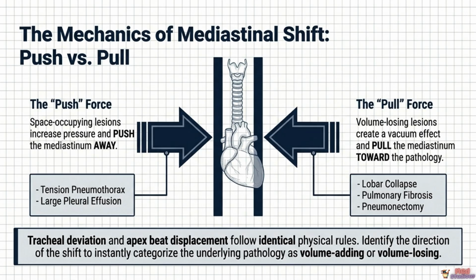Critically, tracheal deviation and apex beat displacement follow these exact same physical rules, since both structures sit within the mobile mediastinum and respond identically to the same pressure imbalances. This means that simply identifying the direction of mediastinal shift, whether the trachea or apex beat has moved away from or toward a particular side, allows you to instantly categorize the underlying pathology as either volume adding or volume losing, dramatically narrowing your differential diagnosis before any further examination is performed.